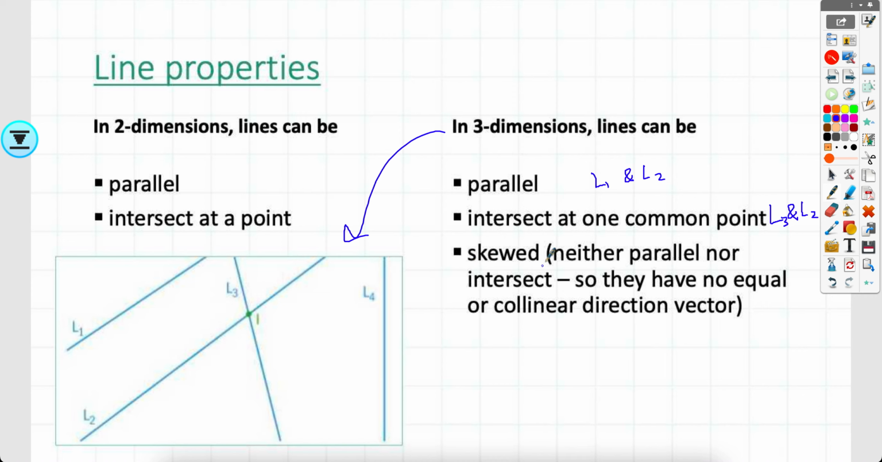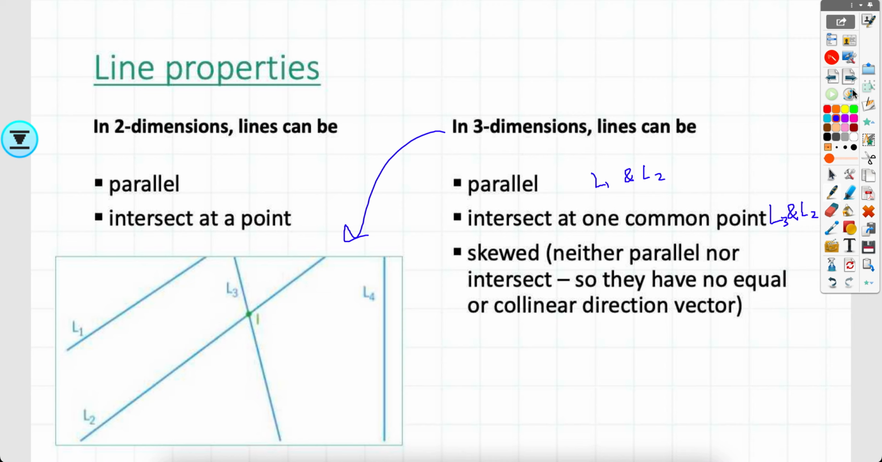Or they could be skewed. Skewed means they're neither parallel nor do they intersect. If you think about them in 3D, from the word itself, they're skewed. So they don't meet these two conditions. They have no equal or collinear direction vector. An example here would be line 2 and 4, which is hard to see. It feels like they're in 2D, but that's what we call skewed lines.